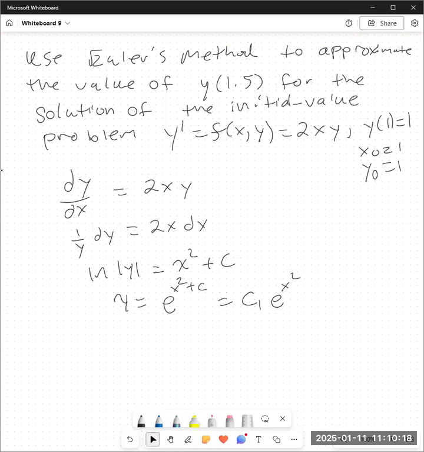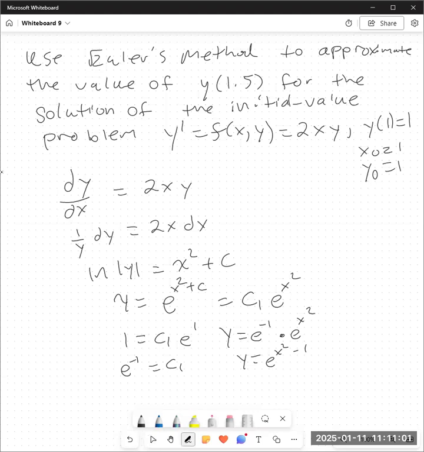And we're told that when x is 1, y is 1. So 1 equals c1 e to the first. So e to the negative first is equal to c1. That means y equals e to the negative first times e to the x squared. And that means that y equals e to the x squared minus 1 is our actual solution to this initial value problem here.